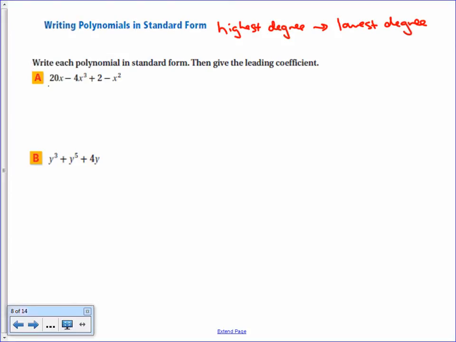So look at the monomials for letter A. We have 20x, negative 4x to the third. Keep that negative with that 4. We have a 2 and a negative x squared. So which one has the highest power? Well, we have a power of to the third here on the back of that negative 4, so this one's going to come first.